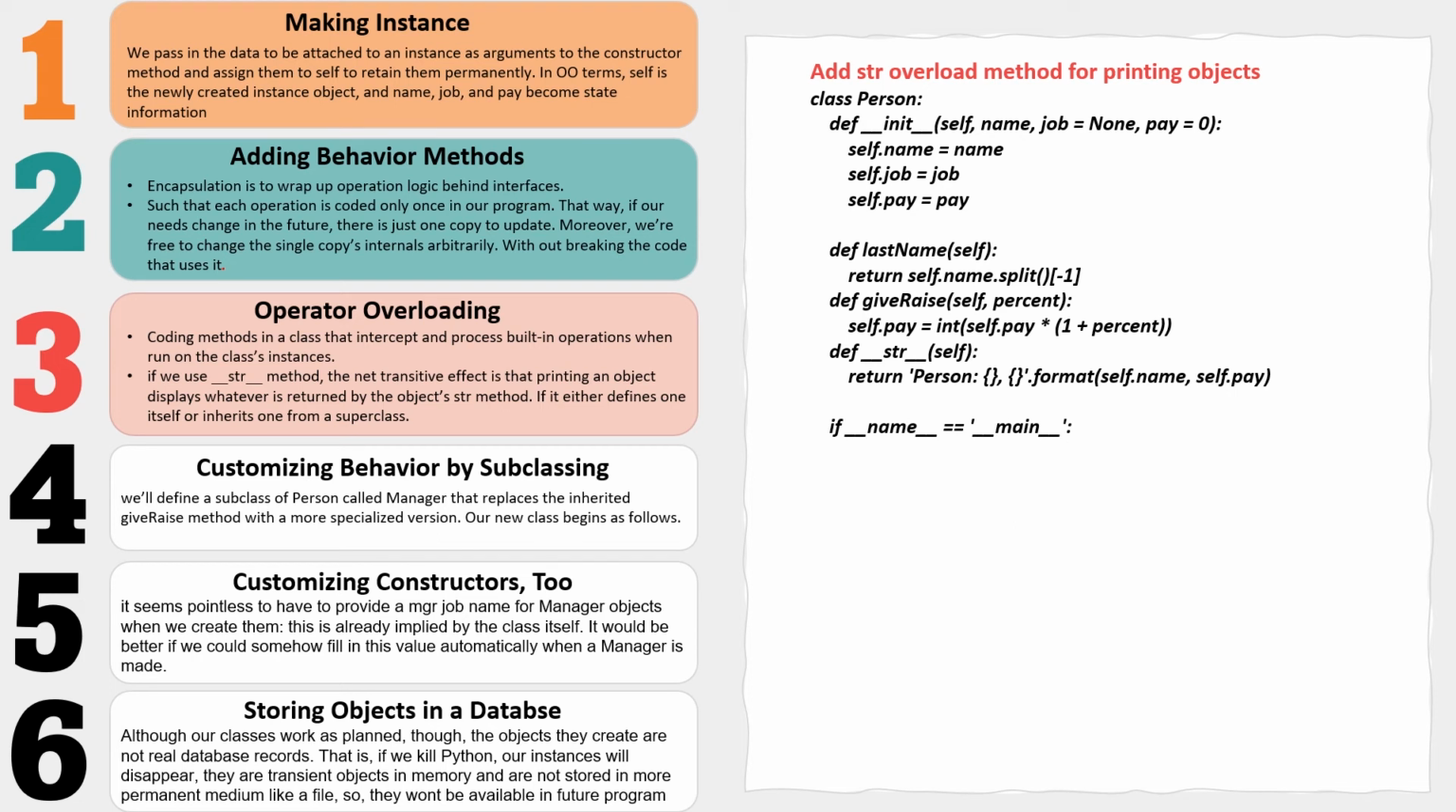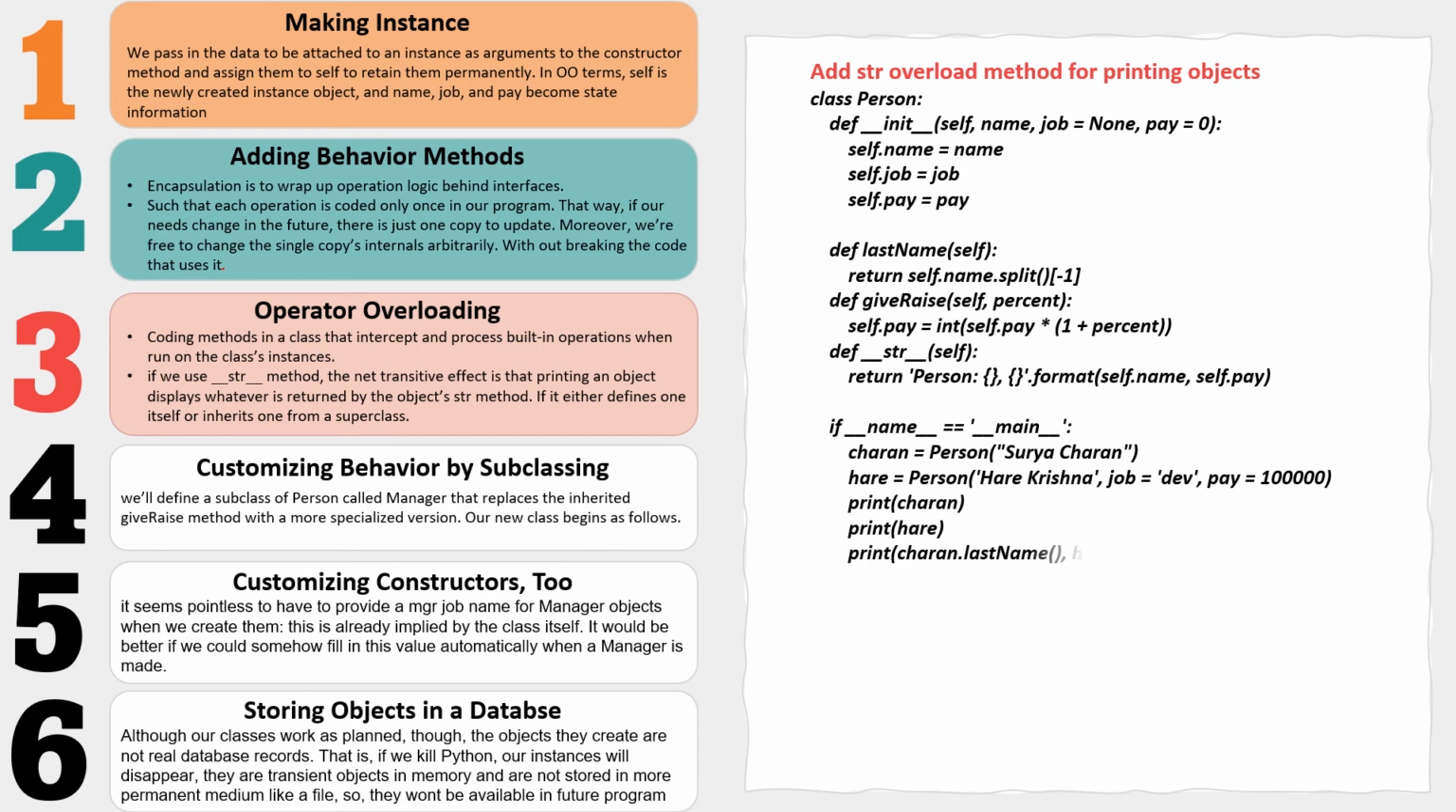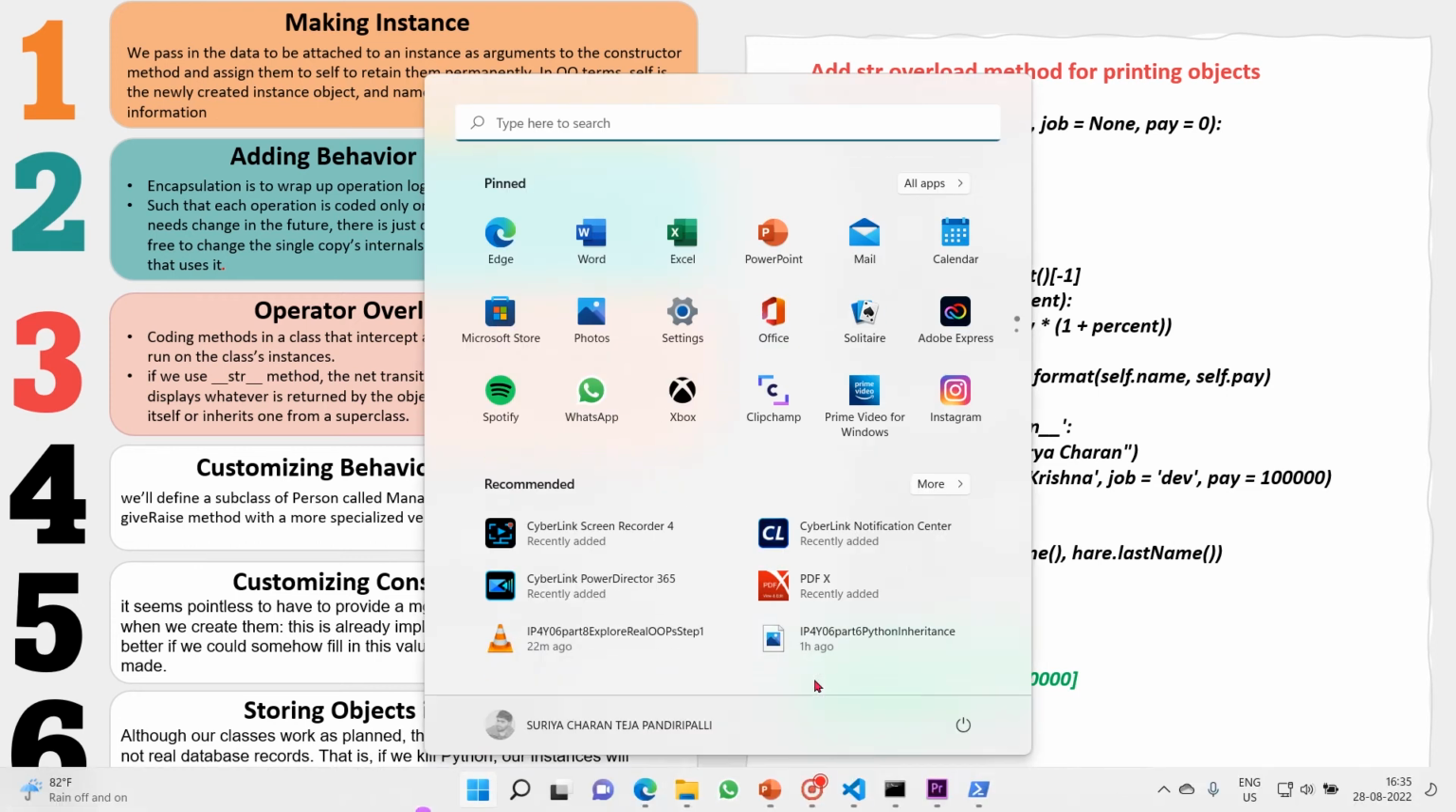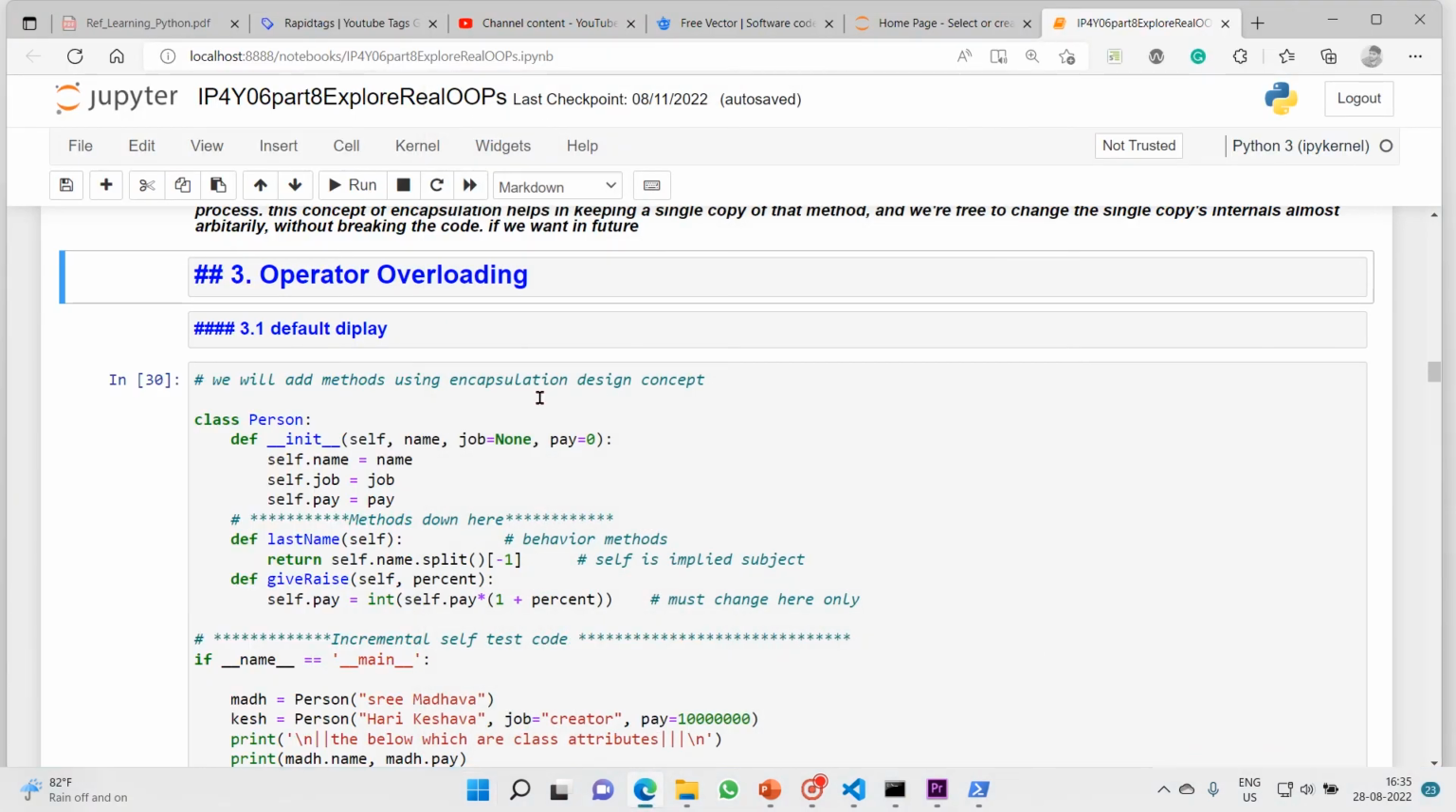As usual, we use if __name__ == "__main__" to test the code in place. And let's see what output we get. See, this is how we get the output. This is what we want. This is how we have customized our object. This is a second object. Okay. Now we will go to the Jupyter notebook and we'll see this operator overloading. Step 3. We move to step 3, that's operator overloading.